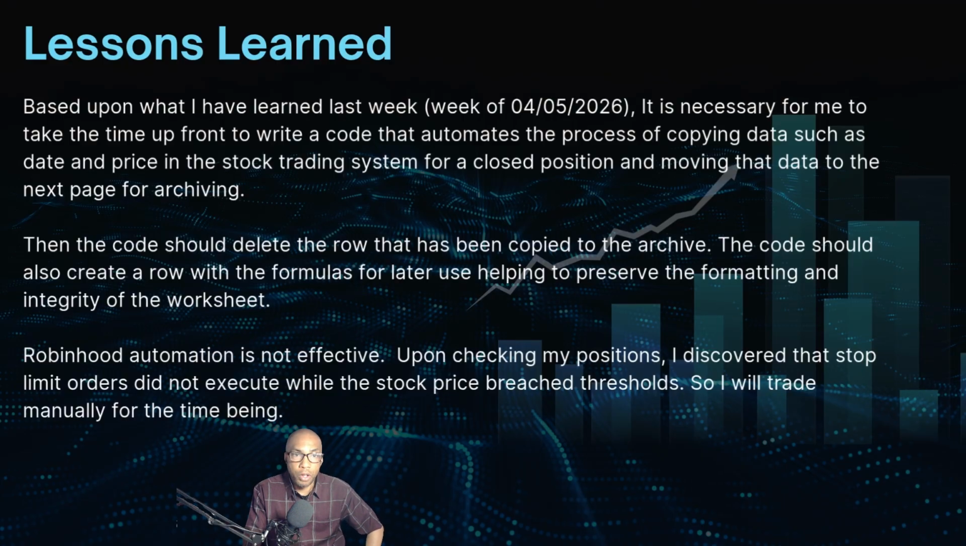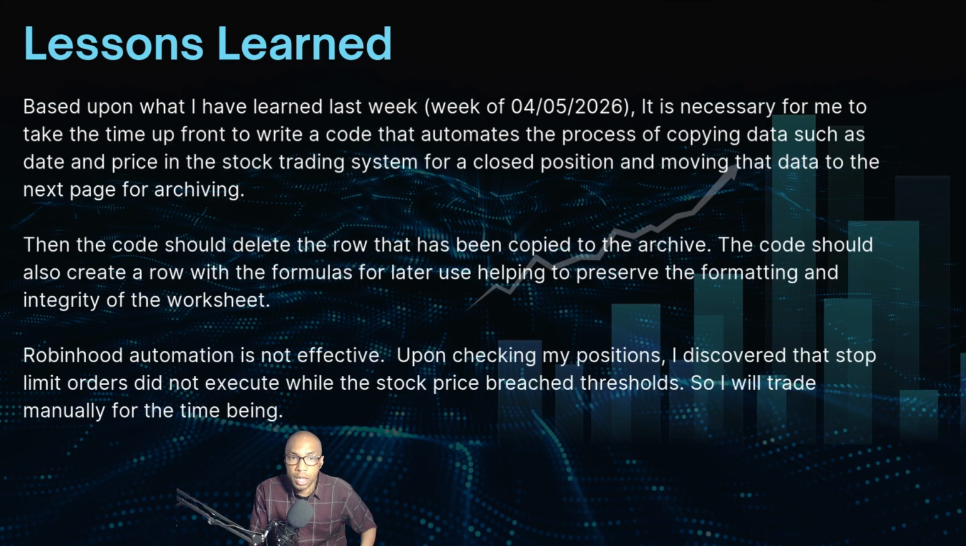The code should also create a row with the formulas for later use, helping to preserve the formatting and the integrity of the worksheet. And also, I find that setting up stop limits on Robinhood and such has not been effective. What I find is that the amount I put in the Robinhood system, based off the information I've been provided, doesn't trigger anything. It's just using a form for data entry. So that's something I have to look at and think of a solution for. But in the meantime, I have to do this stuff manually, which is unfortunate.